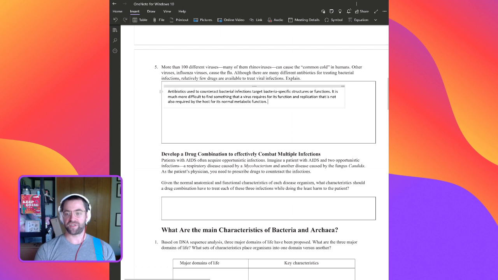So when a virus-specific coat protein or enzyme is found, for example, reverse transcriptase, high rates of mutation often make it difficult to develop a drug or vaccine. So even in the case where we find a virus-specific coat protein, the high rate of mutation can still make it difficult.